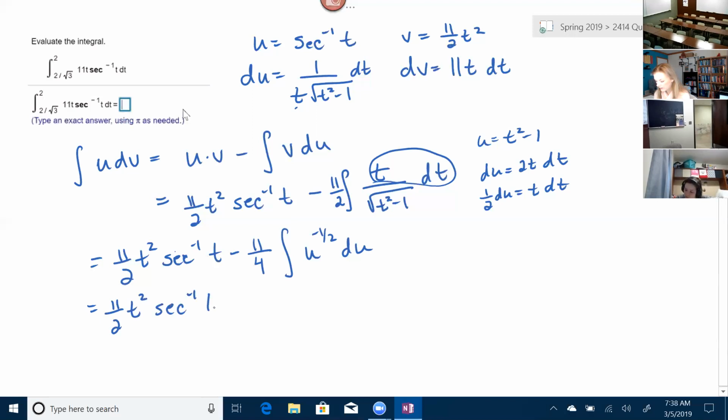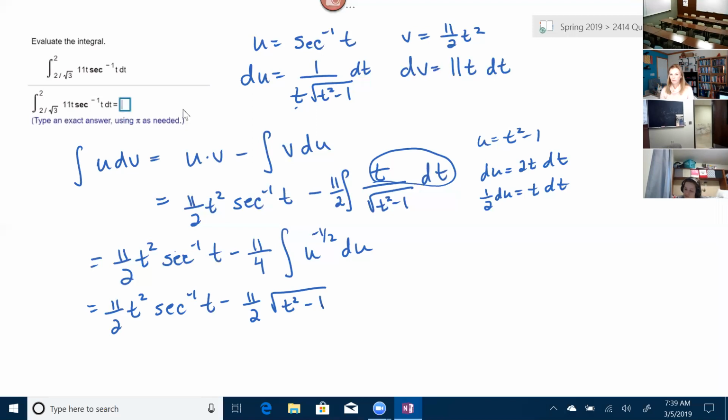So it's going to be 2 square roots of u. Good, because you add 1 to the exponent, so that's going to be u to the 1/2 power, and then you divide by 1/2, which is the same as multiplying by 2. So now I have 2 square root of u, but I have 11 fourths in front, so that's going to make 11 halves square root of u, which u was the t squared minus 1, so it's going to be the square root of t squared minus 1, like that. Feel okay?